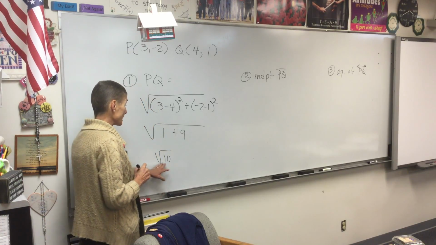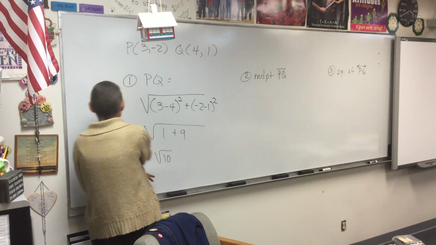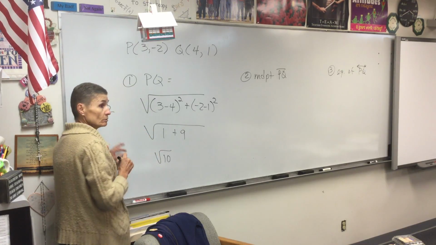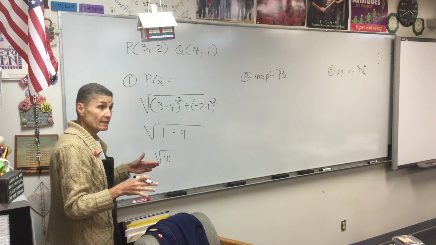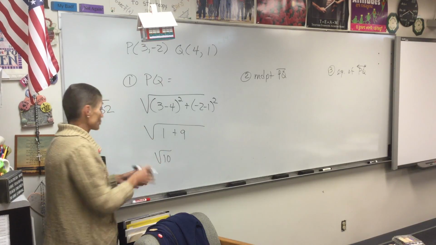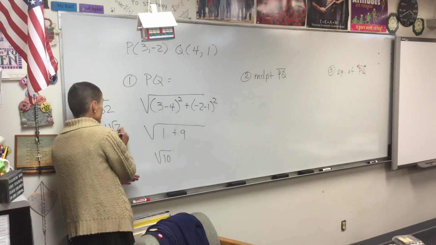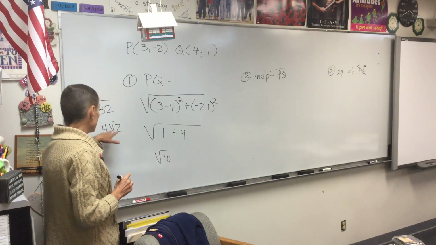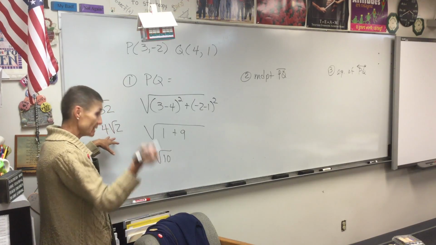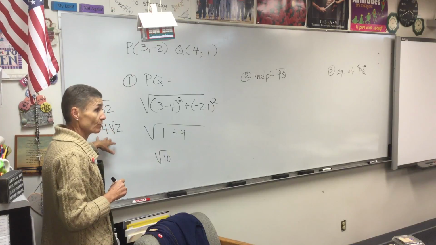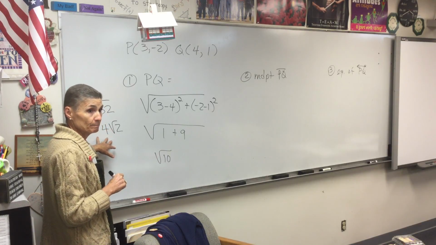Remember, if you get an answer like the square root of 32, you have to break it down. So you break this down to 4 root 2. If you are having trouble with that, you need to get in here before school and we need to review it. You need to be able to do that.